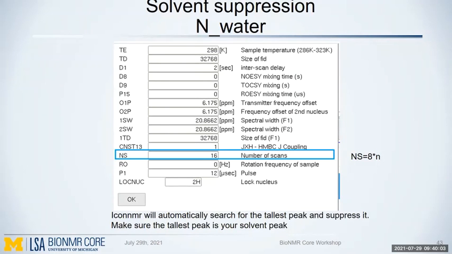For solvent suppression, if you want to suppress just one solvent peak, select this N water experiment. This experiment will automatically search for the tallest peak in your spectrum and suppress it. So you must make sure that your tallest peak is your solvent peak. If not, we will have to set up some parameters manually. Just let me know. There are other ways to suppress peaks that are not the tallest peak. The number of scans will be 8 times N. And O1P and 1SW can also be modified based on your sample condition.